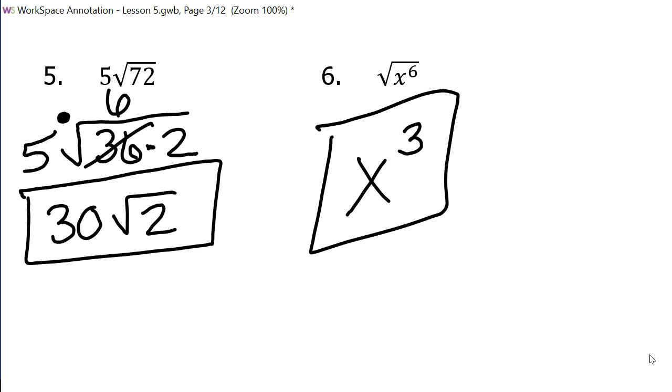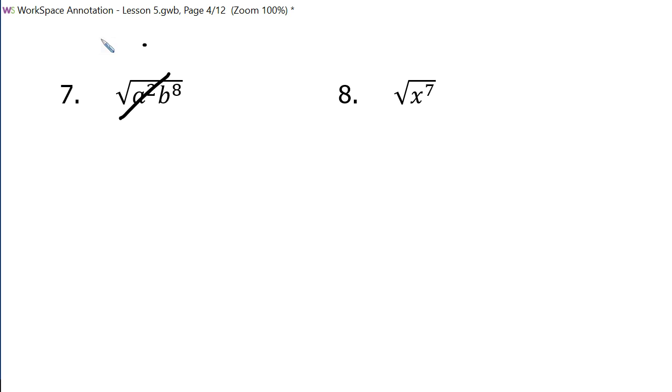Next one. Again, when you're taking the square root of a variable, just cut it in half. So what's half of 2? So I mark it out, and a to the first comes out. What's half of b to the 8th? B to the 4th. So our answer is just a, b to the 4th. So when you cut it in half, that's the square root, it comes out. It no longer stays on the inside.